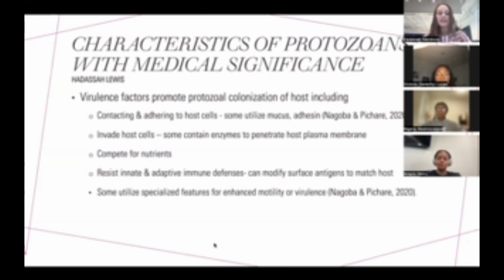They also have the ability to resist innate and adaptive immune defenses, and they can modify their own surface antigens to hide incognito from the immune system targeting of the host. And some can use specialized features, including cilia, flagella, and other protein fibers such as actin and microtubule blobs, or things that they can endocytose, for motility and or virulence, according to Nagoba and Pachare in 2020.